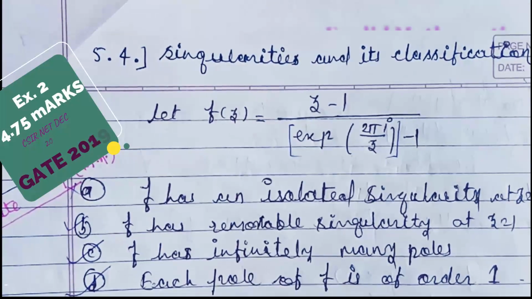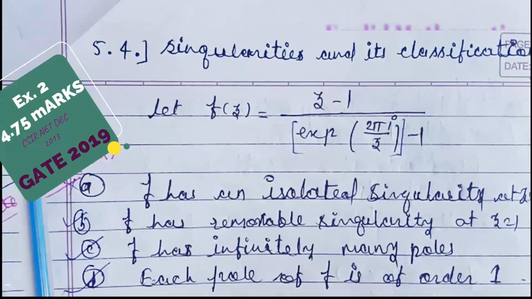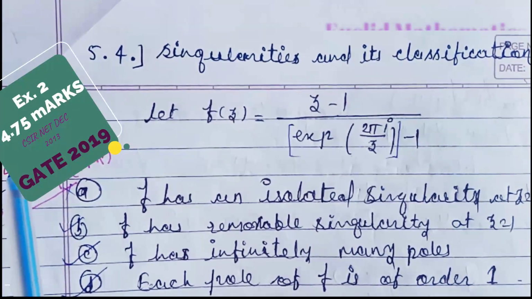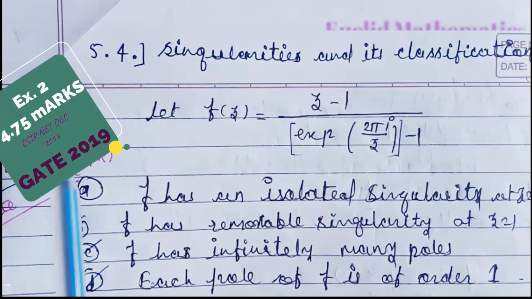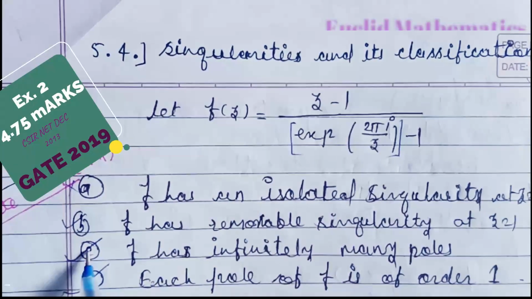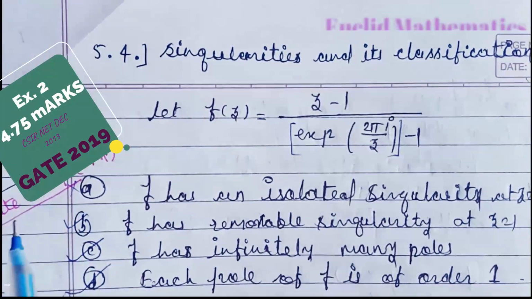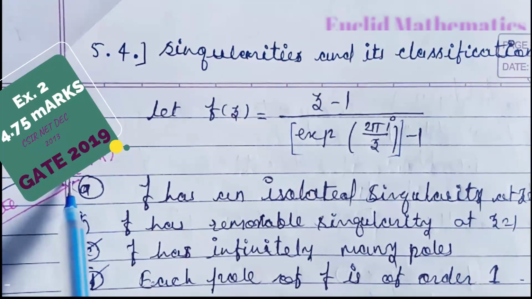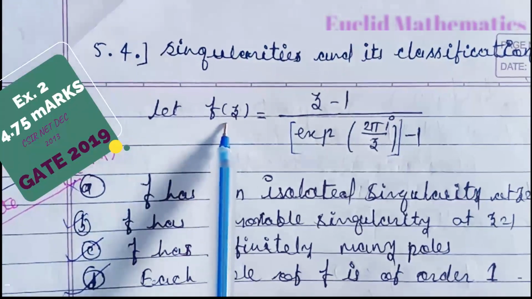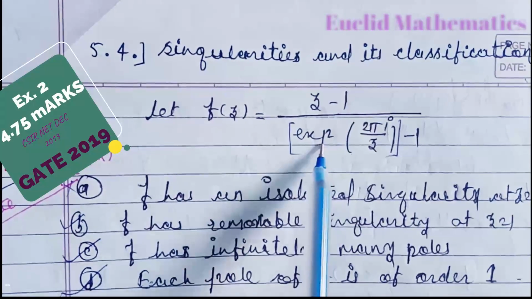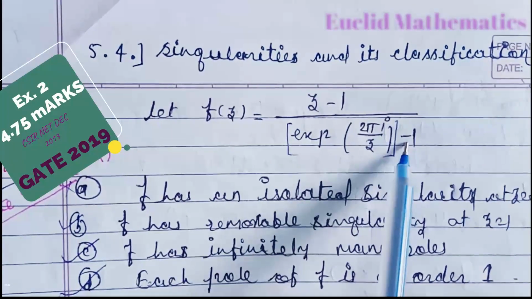So let's get started. Now here our example number first, which was asked in CSIR Net December 2013, for 4.75 marks. That means multiple answer question. And the same question was asked in GATE 2019. So our example is here, f of z which is equal to z minus 1 upon exponential of 2 pi i upon z minus 1.